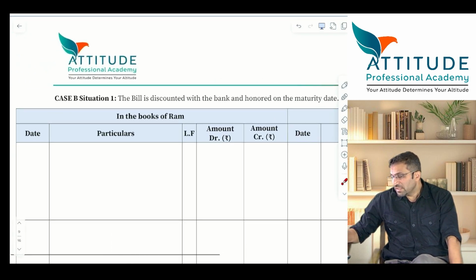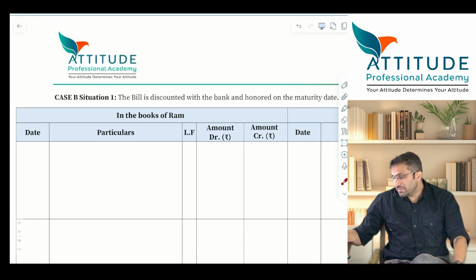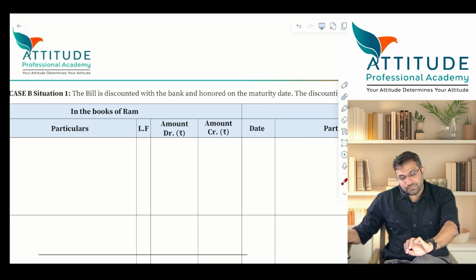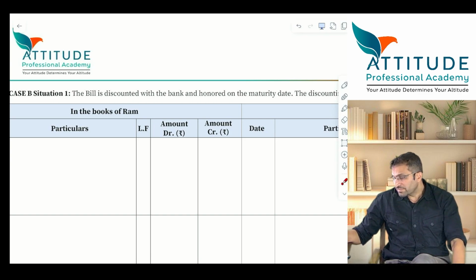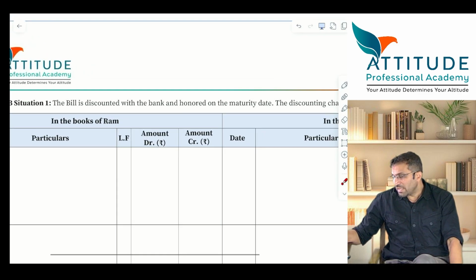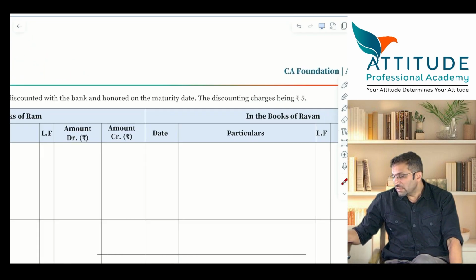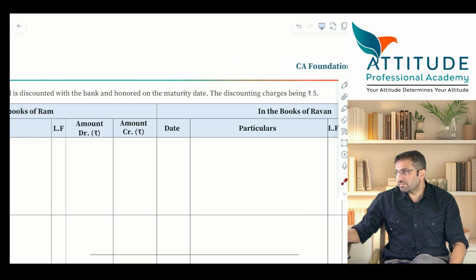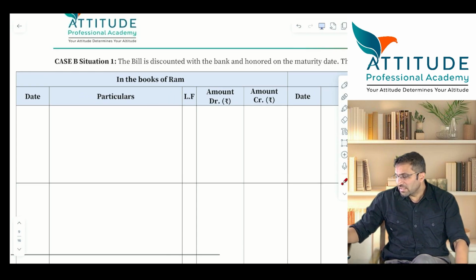Right there, Case B, Situation 1. The bill is discounted with the bank and honored on maturity date. The discount charges being rupees 5. Have you written it? Okay. Shall we proceed, guys? Now you have to tell me one by one.